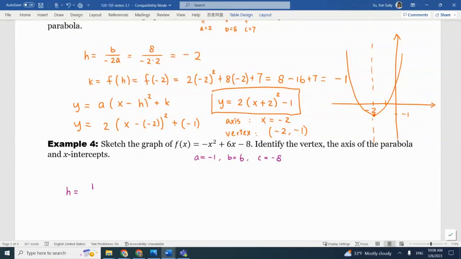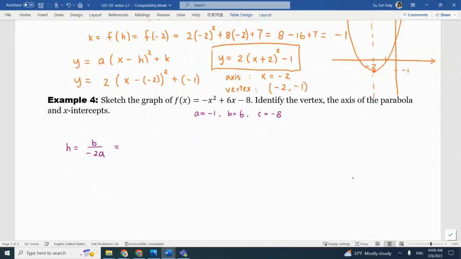And then h: the formula is b over negative 2a. Right, everyone? b over negative 2a. b is 6. Negative 2a, a was negative 1. Negative 2 times negative 1 is 2, right? 6 over 2 is 3. That is h. And then k is f of h, but h is 3.